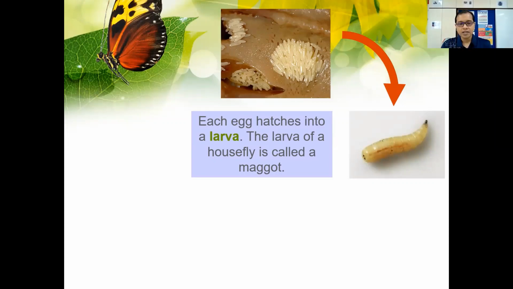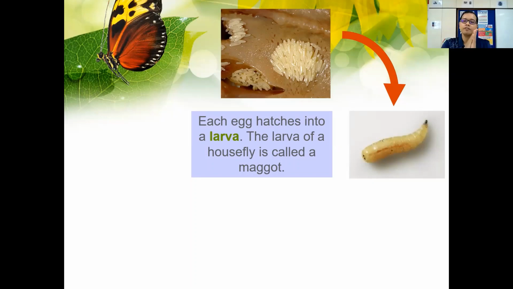The larva of the housefly is called the maggot. And over here, I just like to pause for a little bit and talk about the bolded green word over there, larva. Now, in a three-stage life cycle, the young of the adult is called the nymph. Okay, we have the cockroach nymph, we have the grasshopper nymph, we may even have the dragonfly nymph.